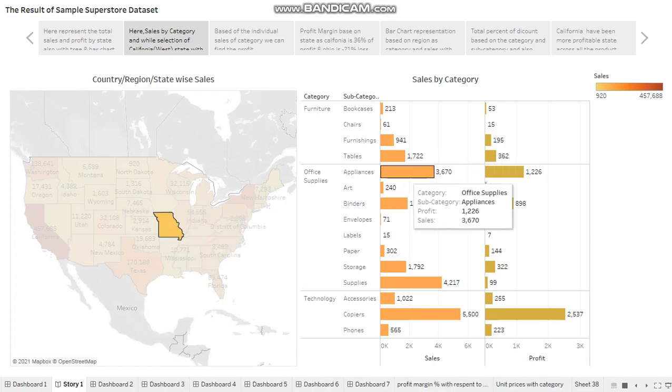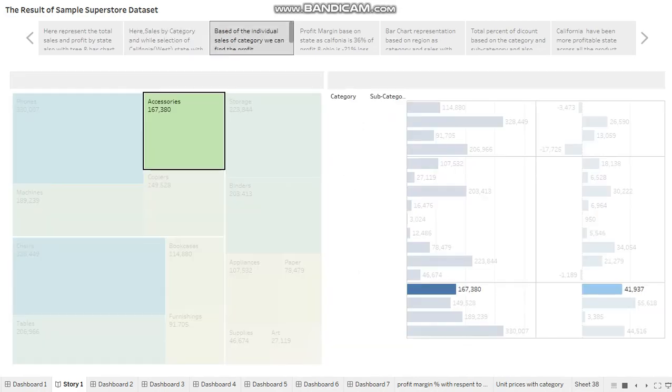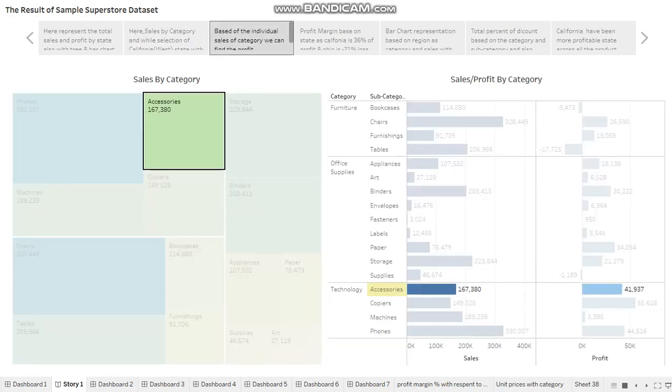So automatically, there is furniture, office supplies and technology, and we have the representation for that particular state, with the region based on the central and the sales representation of that graph. Then next, we move on to the individual sales based on the categories.